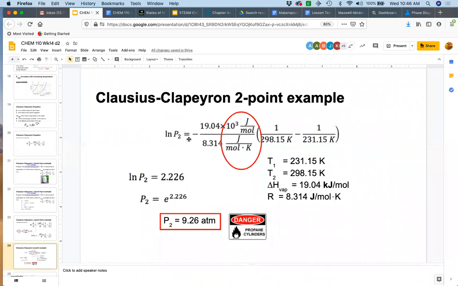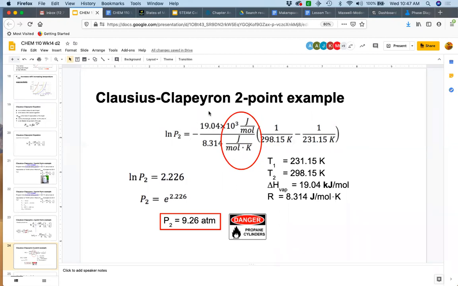So we're solving for the natural log of P2. We're given our delta H value. That's 19.04 times 10 to the third. Notice the units here. This is joules per mole divided by our universal gas law constant, 8.314, again, joules per mole Kelvin. Interestingly, because this is in the denominator of a denominator, because of the reciprocal relationship, it's going to come up and be Kelvin, but the rest of the units will cancel. So my joules per mole will cancel with my joules per mole. And then I'll have Kelvin in the numerator.